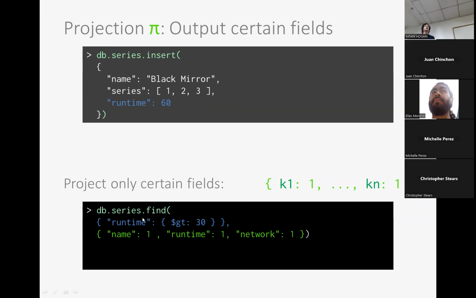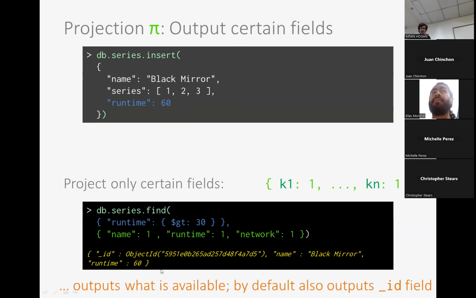So in this case, we're going to return all documents that have a runtime greater than 30. And this has a runtime of 60, so this matches. And then we're going to return from each document the name, runtime, and network. So here we see we have name, we have runtime, and we don't have network, but we'll return whatever we have available. So the projection never affects what documents we return. It only affects what we return for each document. So here we get our results. We have our ID always by default as well, even in the case that we don't specify it here. We have the name and we have the runtime.